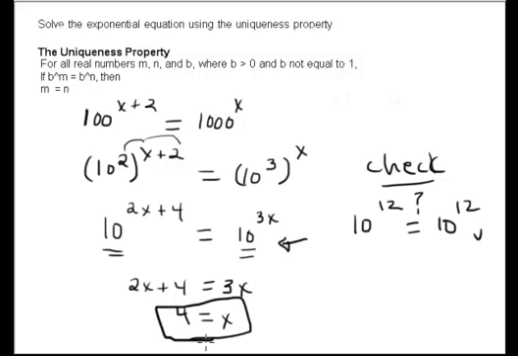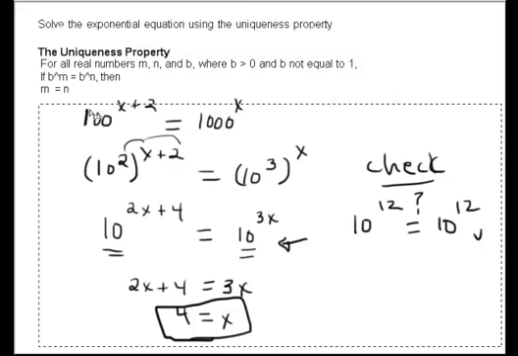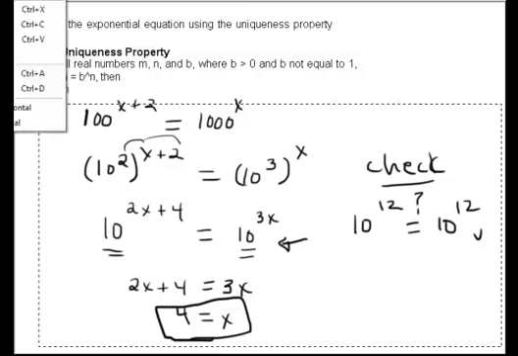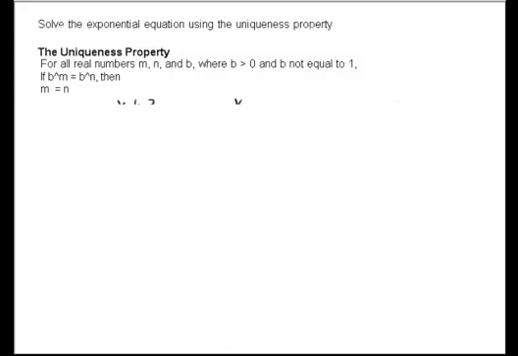Let's work one more that might involve a negative exponent. Clear some of this off. And let's do another. 1/2 raised to the 3x equals 8 raised to the x minus 2.